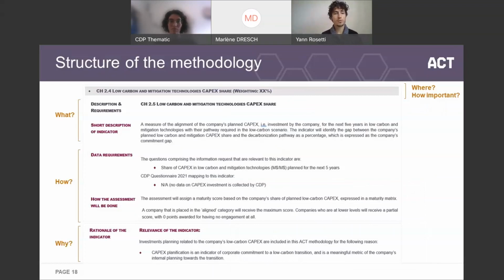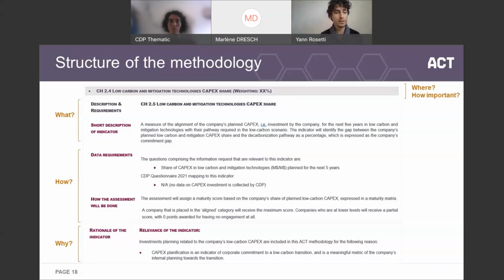Just a few words on the structure of the methodology, and more specifically on the presentation of the key performance indicators that are part of the performance score we talked about before. The KPIs will always be presented this way. First, the title and the weighting to highlight how important the KPI is. Then a really quick description with requirements, and also a short description of the indicator, just to present what we are talking about.